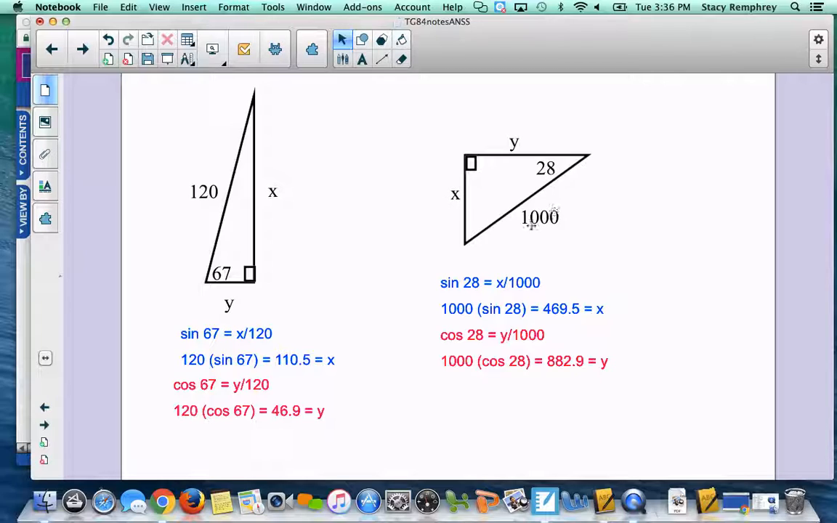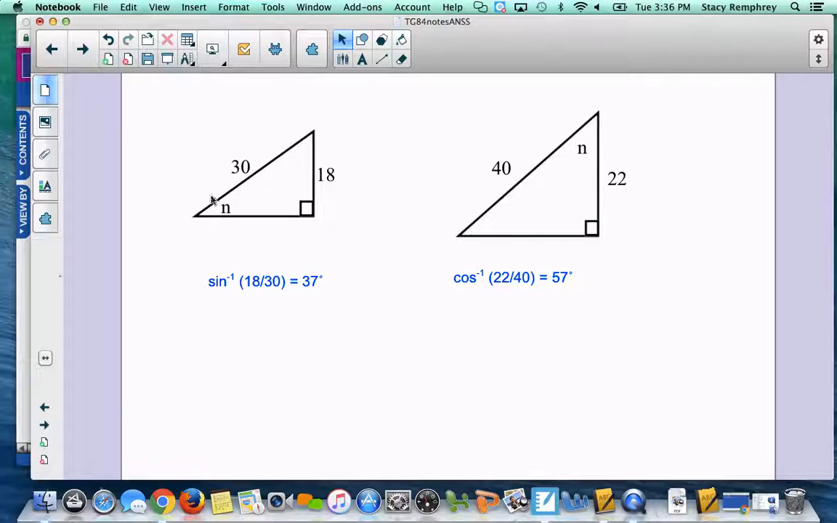Opposite, I was given the hypotenuse. That's why I picked sine for x. And for the 28-degree angle, y was adjacent. And again, I was given the hypotenuse. To be accurate, I'm going to use the number they gave me, not a number I calculated and rounded earlier. And I got 882.9 for that.